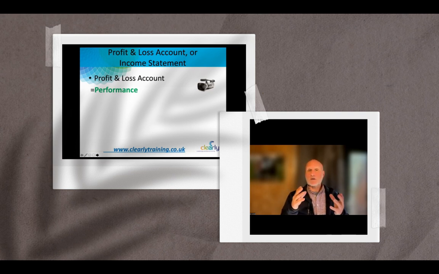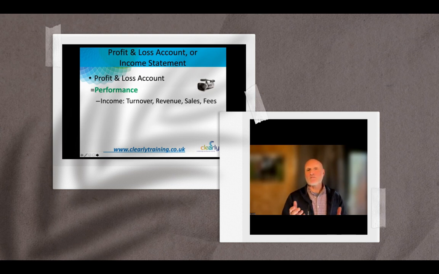Let's use the example of a year. So our profit and loss account tracks our performance over a full year, from the 1st of January right the way through to the 31st of December. And it tells us how we've performed. And by performance, what we mean is what income and expenses have we had over that period. So let's have a look at a little bit more about income, and then we'll have a look at expenses. So let's have a look at income.